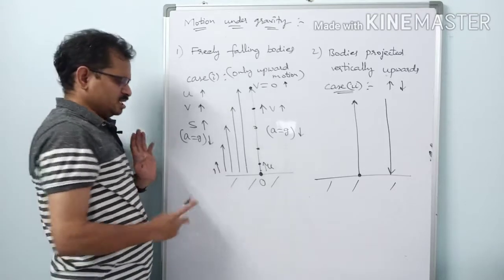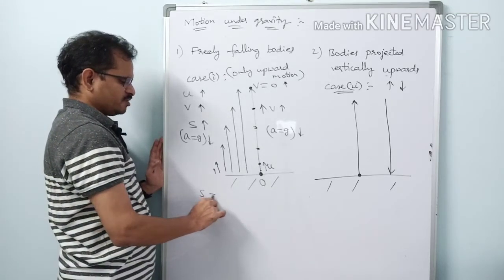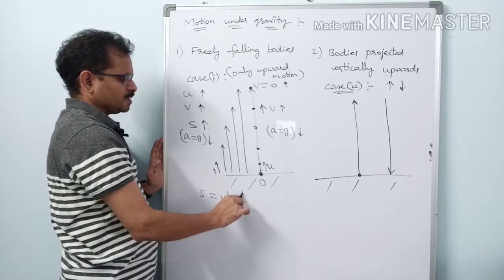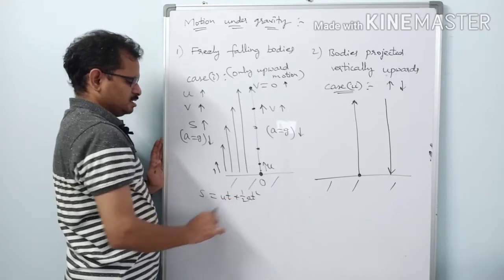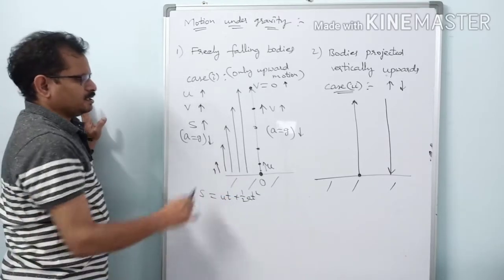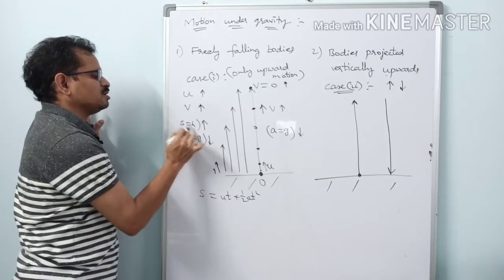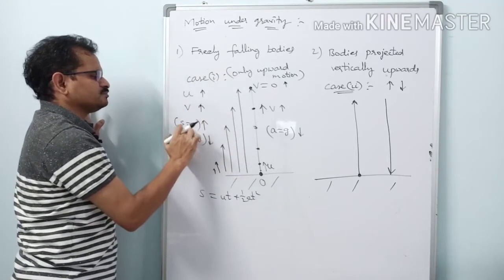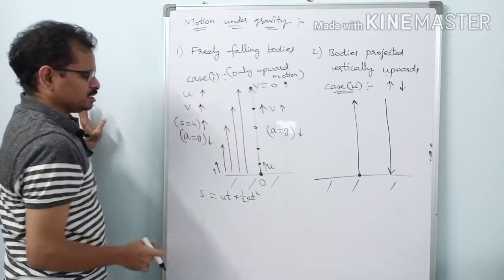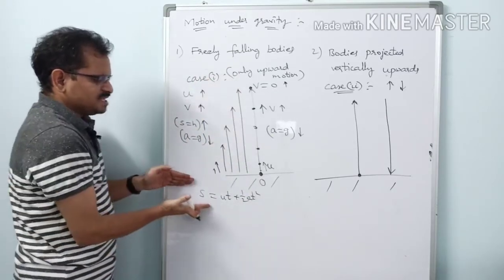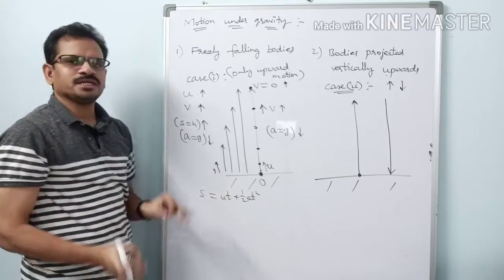Now the case is very simple. How do we use the equation? For example, s equal to ut plus half at square. In place of displacement we use s equal to h, because we are measuring heights here. So this is the basic equation: s equal to ut plus half at square is the standard equation.